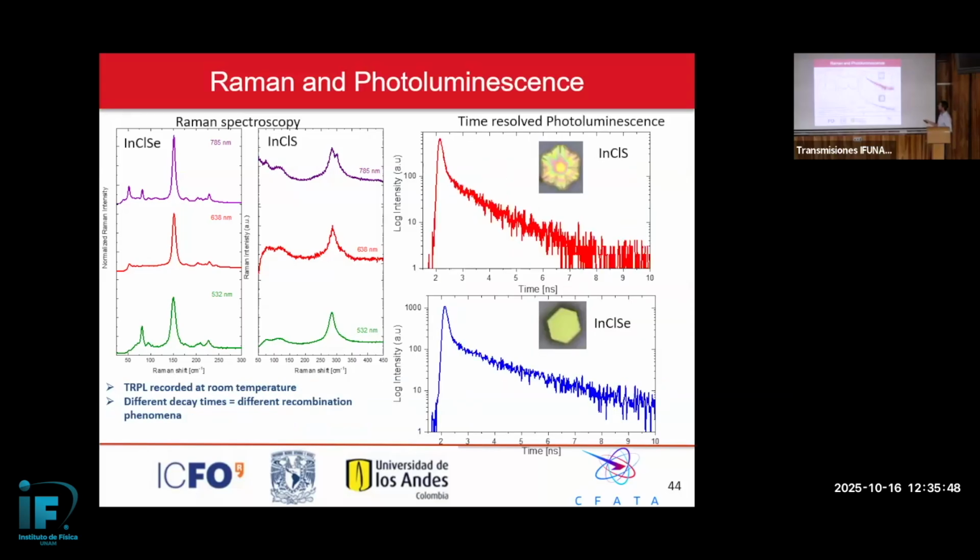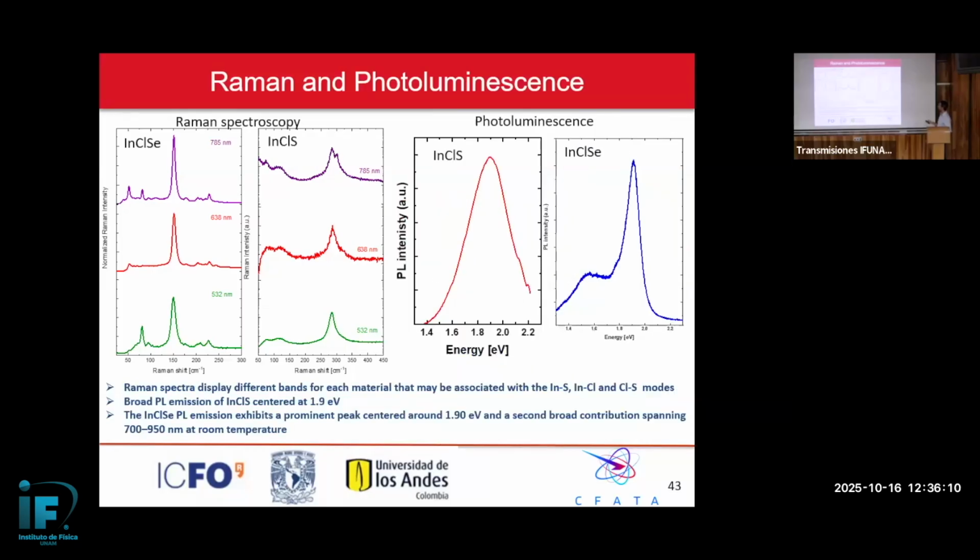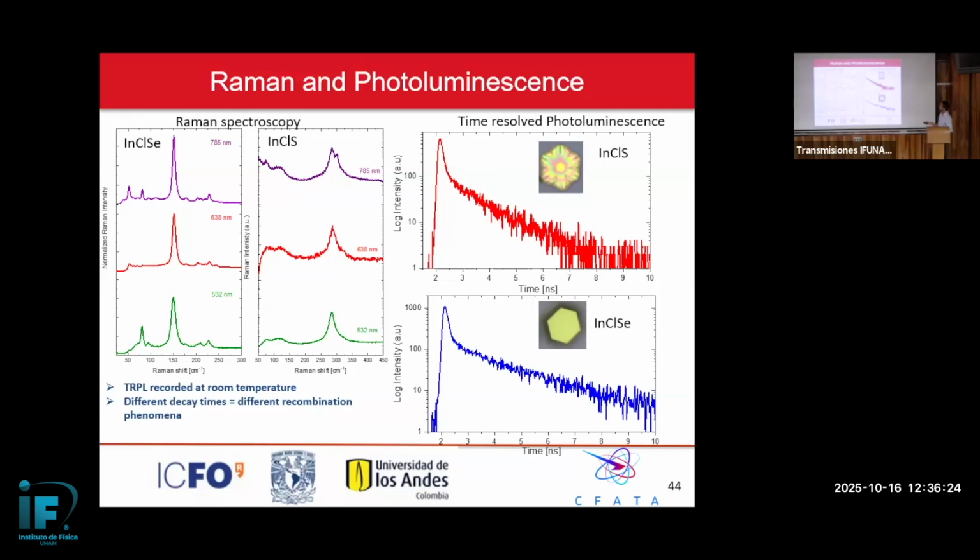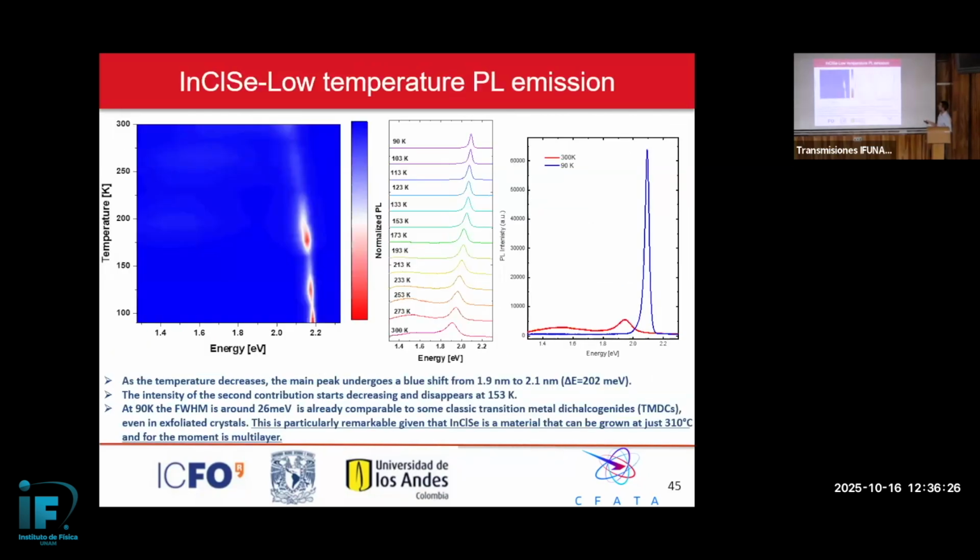The other thing that we did is look at their dynamics, and of course they also show different relaxation times, so we have a different kind of recombination phenomena taking place in both systems. But just remember this spectrum, because what we did is cool down the sample. We have two different features, one at low energy and one at high energy.